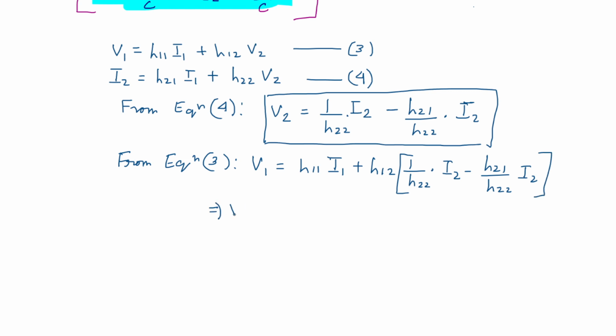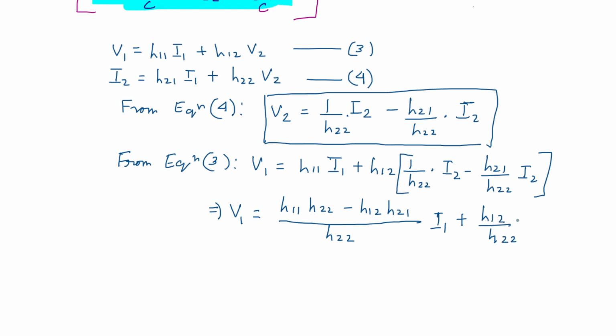So if you simplify, then if you take I1 common, it will be (H11 H22 minus H12 H21) divided by H22, into I1, right? And we have H12 by H22 into I2. So this is another equation.